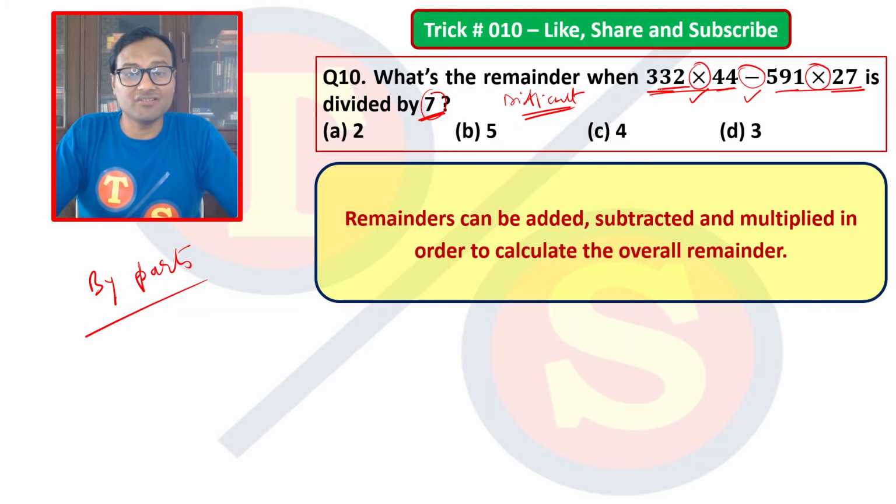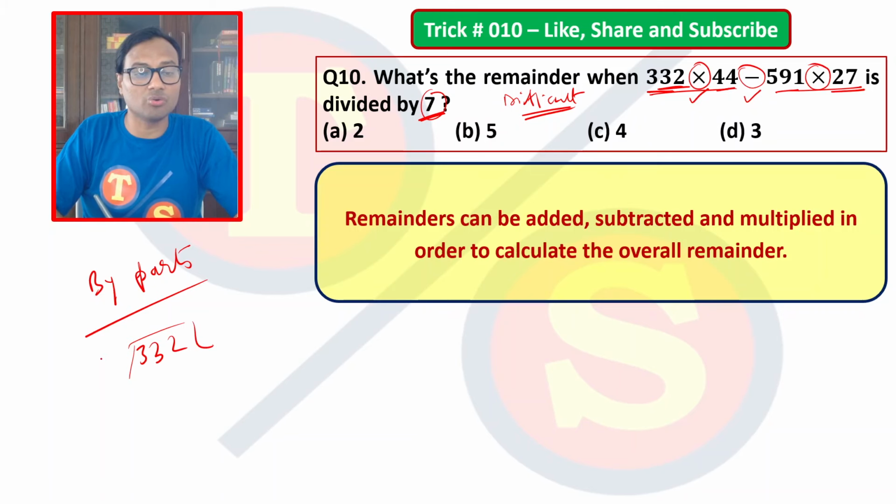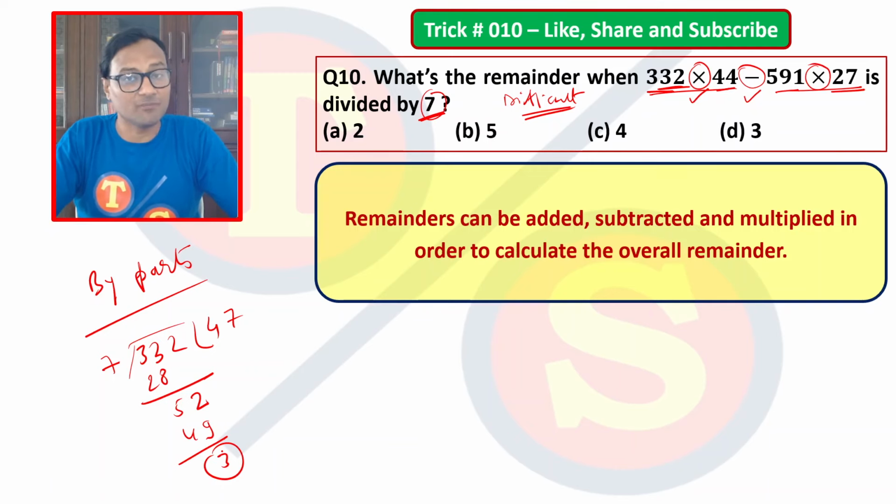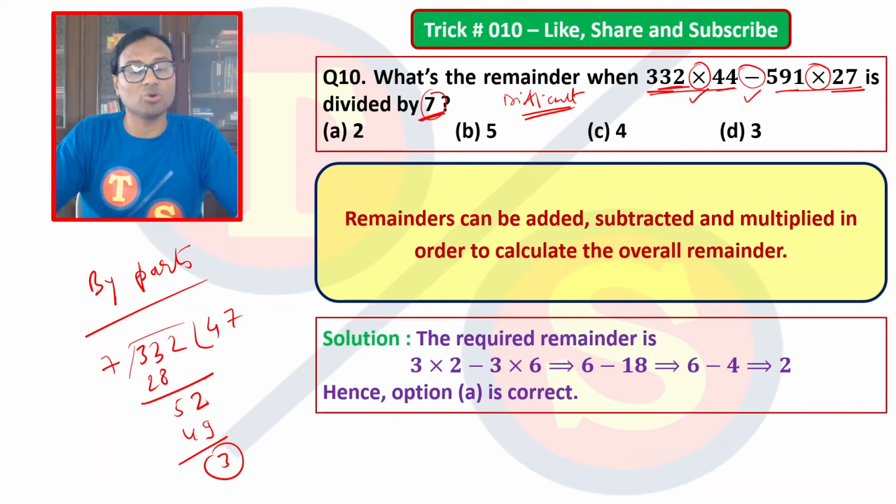So if you divide 332 by 7, I believe you all know how to divide it. 332 divided by 7: 7 times 4 is 28. Then we are left with 5, 52, 7 times 7 is 49, and then we have a remainder of 3. In the same way you can find all the other remainders. 332 divided by 7, remainder is 3.